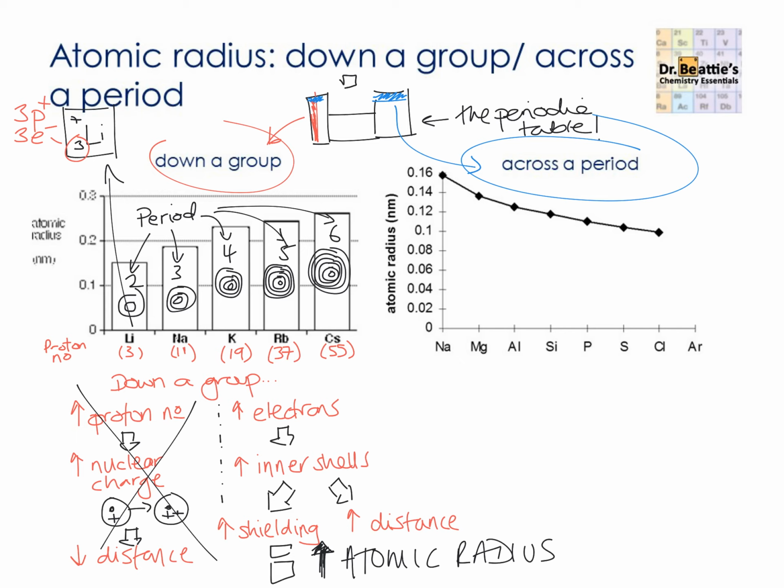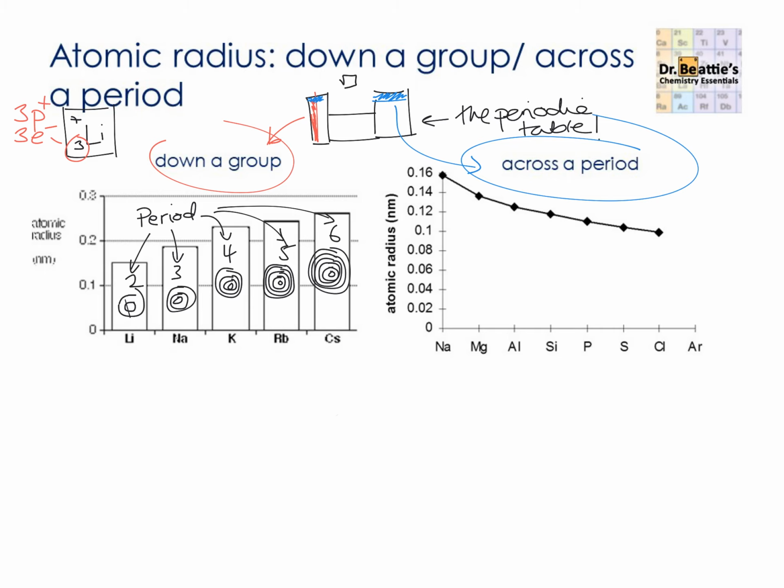Now we're going to focus our attention on going across a period on the periodic table and looking at the effect that has on the atomic radius. Before we go on to that, what I would like you to do right now is pause the video and see if you can come up with an explanation for why the atomic radius follows this trend as we go down a group. See if you can recall the exact concepts, and then go back and check your answer.